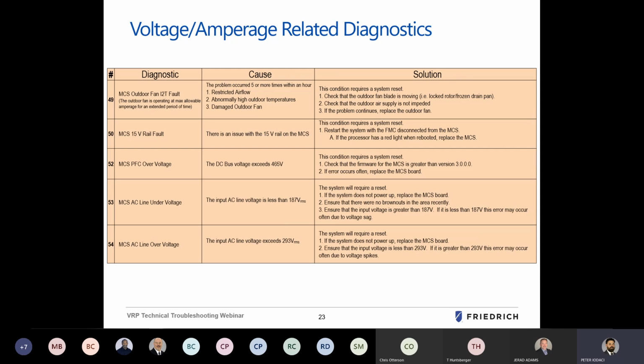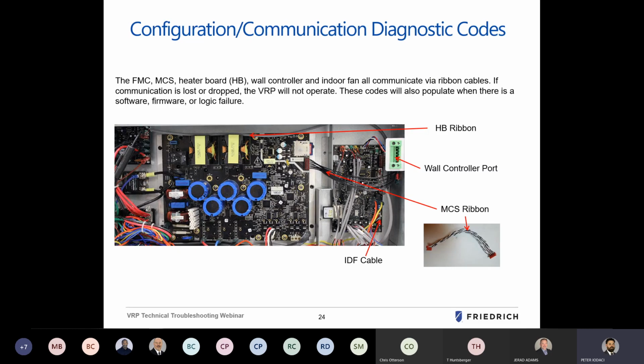A couple of other ones that we happen to see in the field are error code 53 and error code 54. Obviously, these have to do with line voltage. So you can see here, if the AC voltage coming into the unit is less than 187 volts or greater than 293 volts, you're going to get an error code 53 or an error code 54.